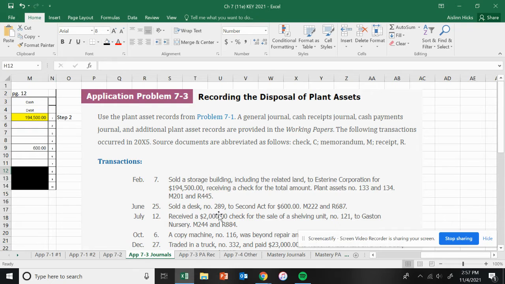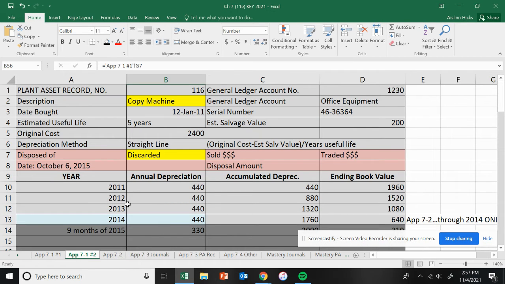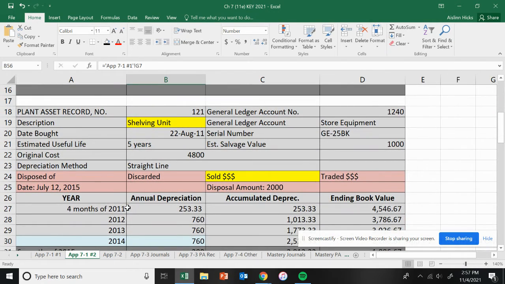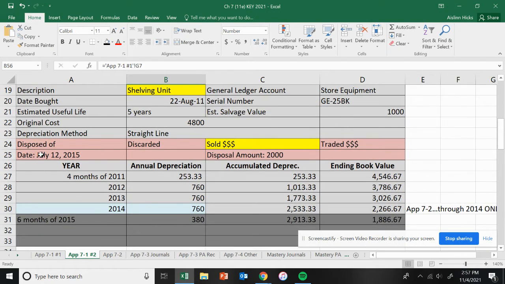July 12th, I received a $2,000 check for our shelving unit. Okay. So our shelving unit is back here on the first tab of stuff. Okay. So go ahead and take a look at what I did. I put in July 12th, 2015. I typed in sold, or highlighted sold, and I typed in $2,000.